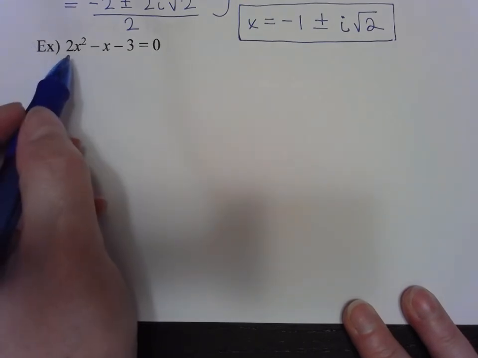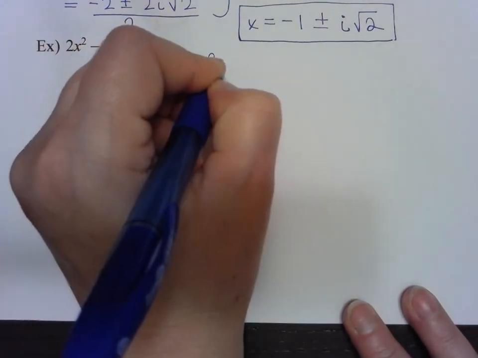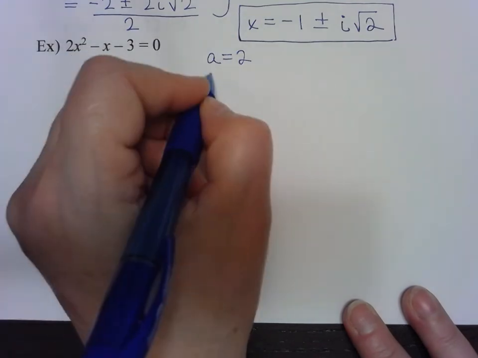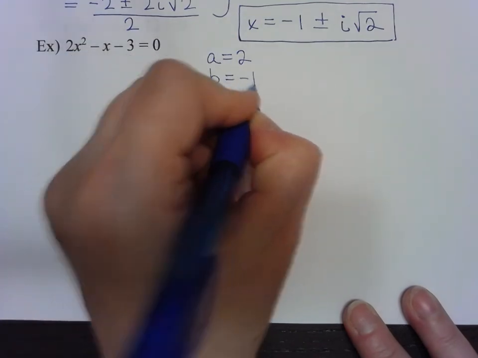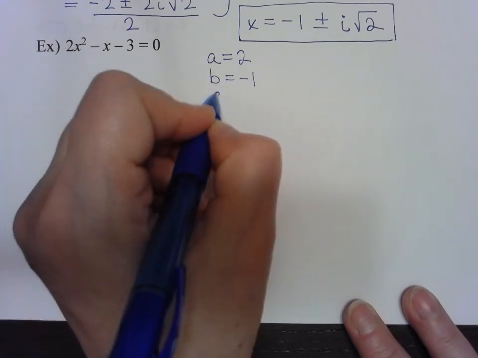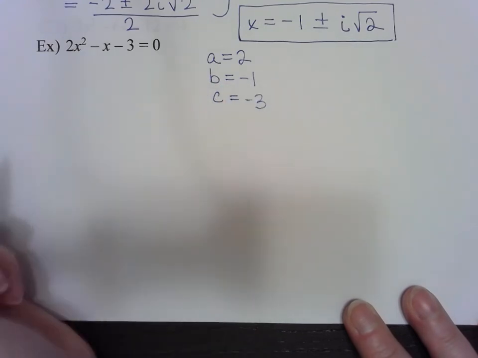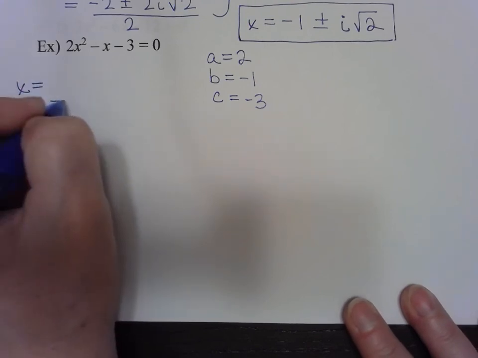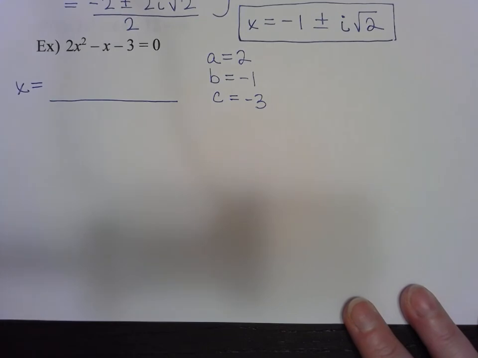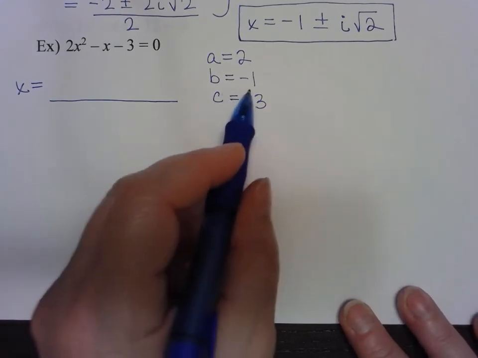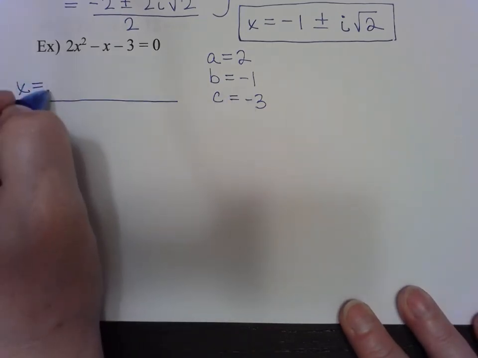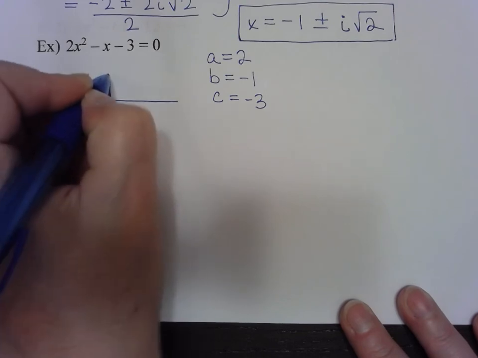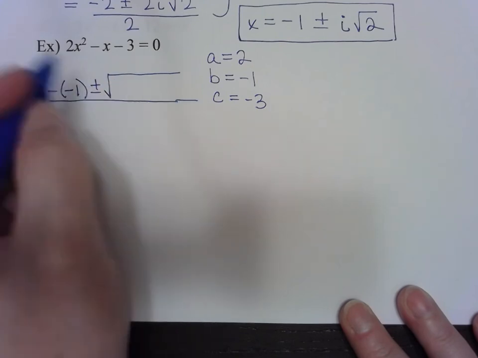So this time we have 2x squared minus, this is like a negative 1x, minus 3. So we've got our a, b, and c. We're going to plug it into our formula. So we've got the opposite of b plus or minus the square root of b squared.